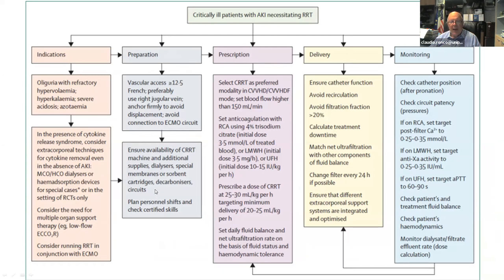You have to prepare for cartridges and for other potential methods, and finally prescribe your therapies. It is quintessential, however, that this treatment is started quite early in order to prevent the damage rather than be used as a rescue therapy. Delivery should be done according to specific prescription. And if you read this paper, you will find specific indications, including the utilization of anticoagulation in the circuit.